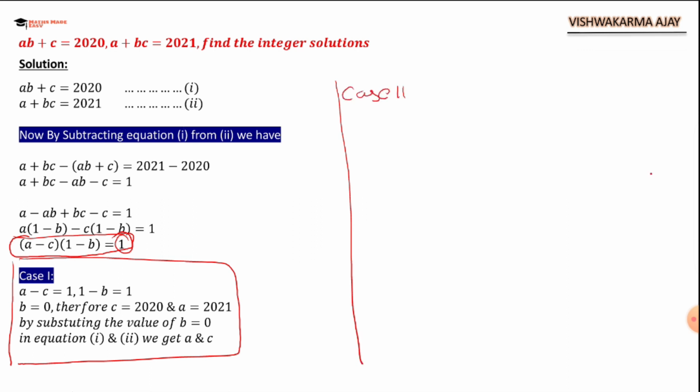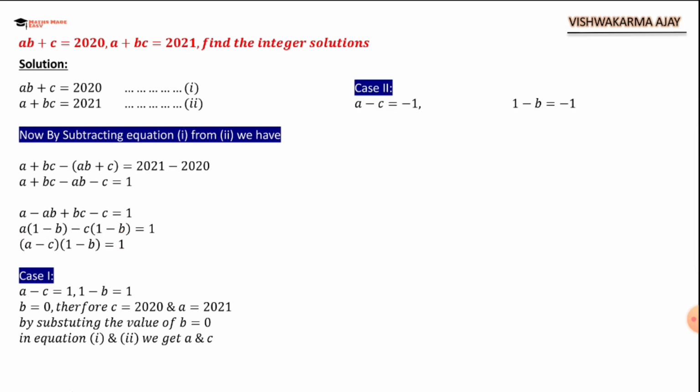Case 2. A minus C is equal to minus 1. Like here, A minus C is equal to 1, this time it is going to be A minus C equal to minus 1, and 1 minus B equal to minus 1. If you see this, we can find the value of B from here, that is equal to 2.